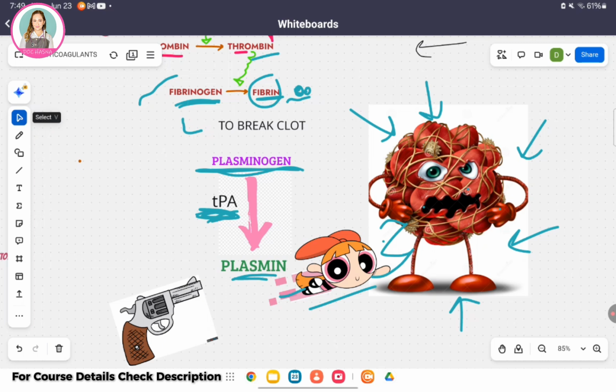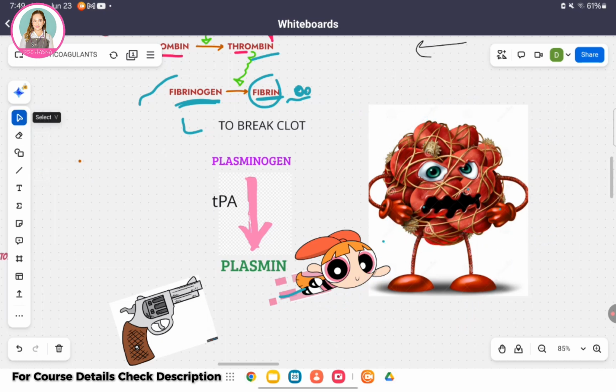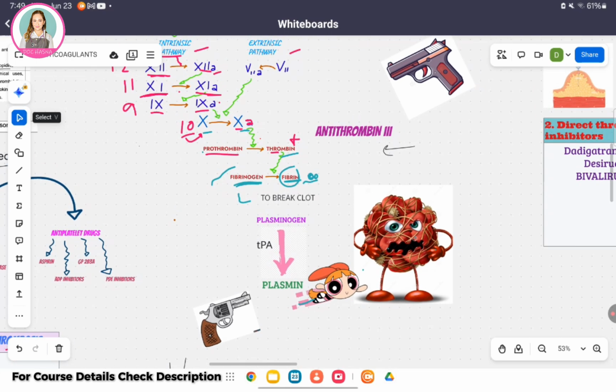Okay, so now that you know this is a normal mechanism of clotting in our body, the two people responsible for anticoagulation naturally, I'm not talking about any drugs at the moment, are plasmin and antithrombin 3. And apart from that, who is the hero that makes the clot when it comes to the venous system? It's fibrin. Okay, fibrin is like the main character in the venous system.